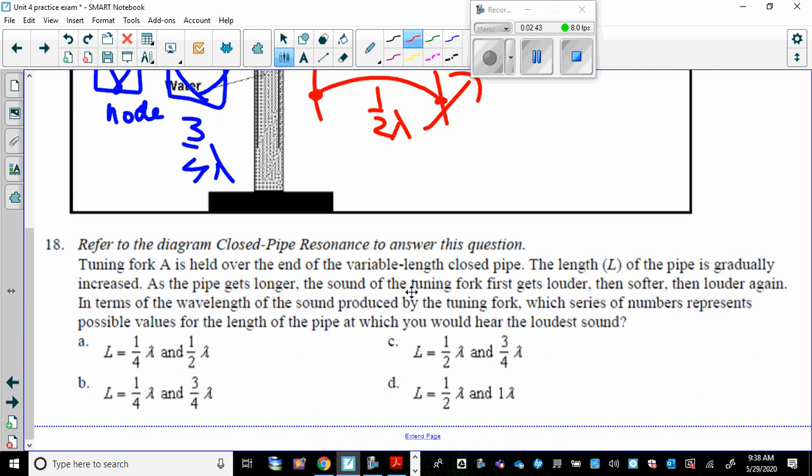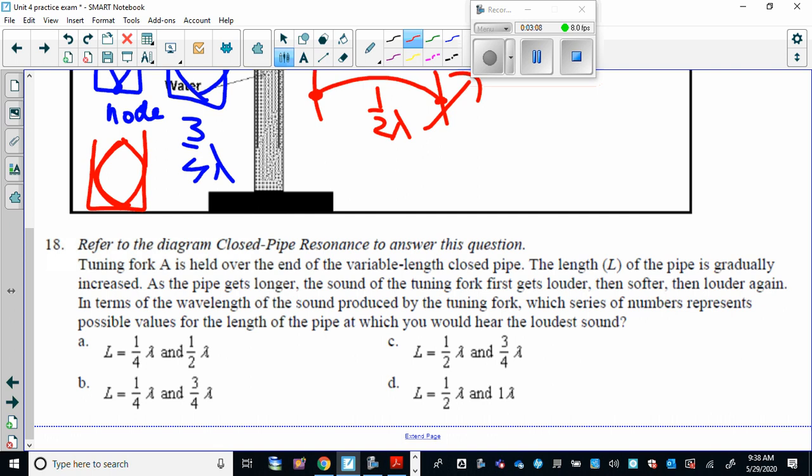This one's a closed pipe, and it says you put the tuning fork on and the sound gets louder and then softer and louder. Obviously, the loudest sounds represent the antinodes. And when there's no sound, it represents a node. You're getting a node at the opening, and therefore there's no sound.